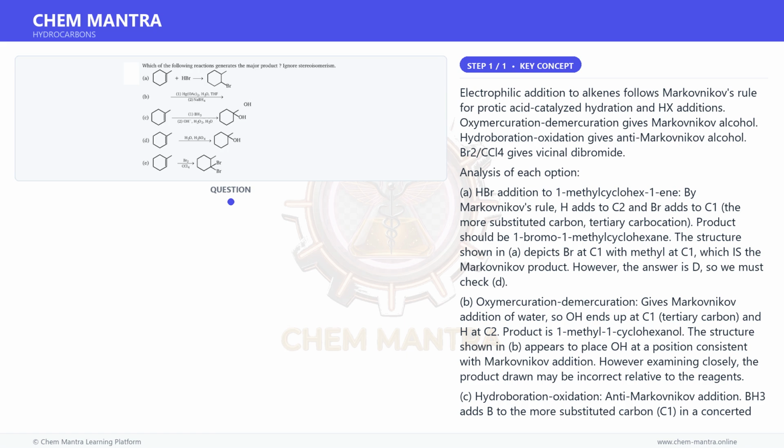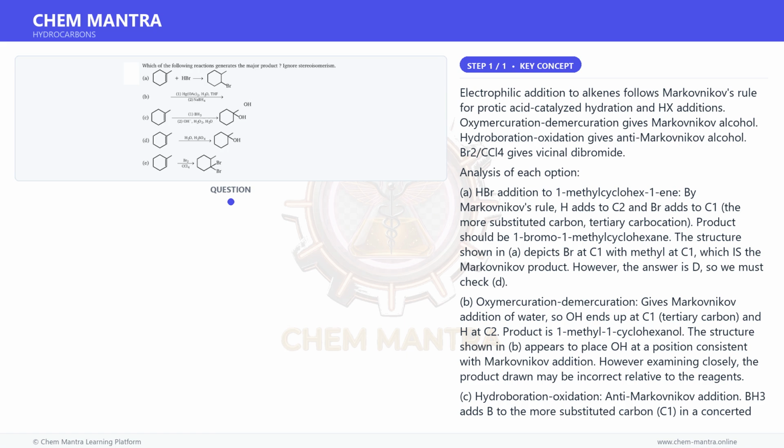B. Oxymercuration-demercuration gives Markovnikov addition of water, so OH ends up at C1, the tertiary carbon, and H at C2. The product is 1-methyl-1-cyclohexanol. The structure shown in B appears to place OH at a position consistent with Markovnikov addition. However, examining closely, the product drawn may be incorrect relative to the reagents.